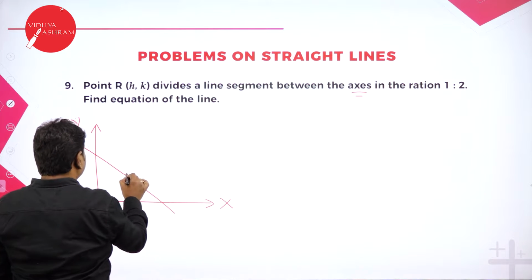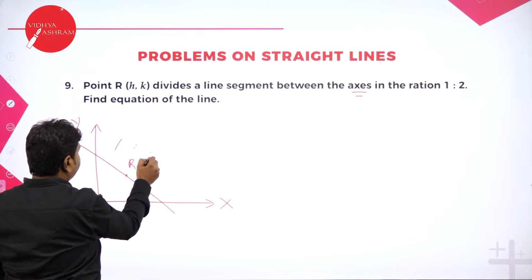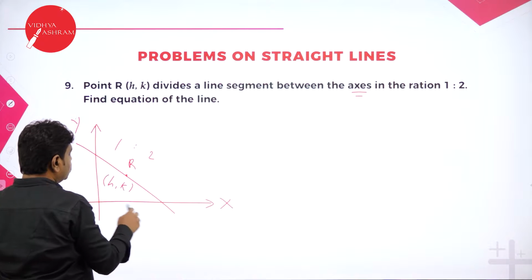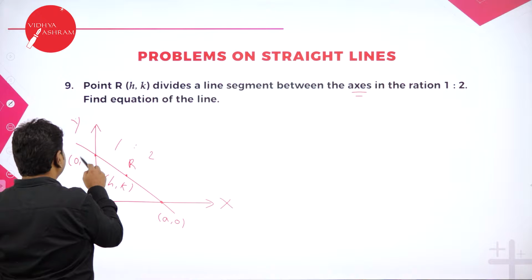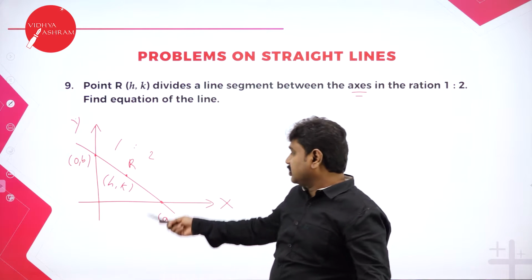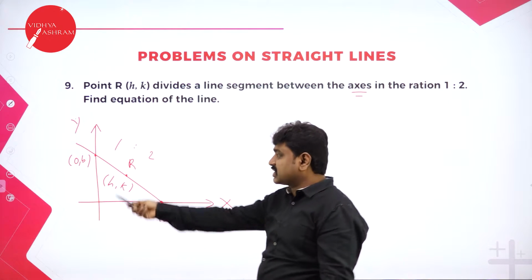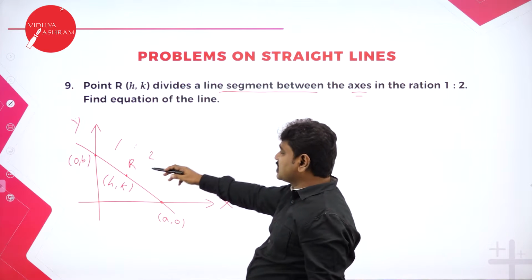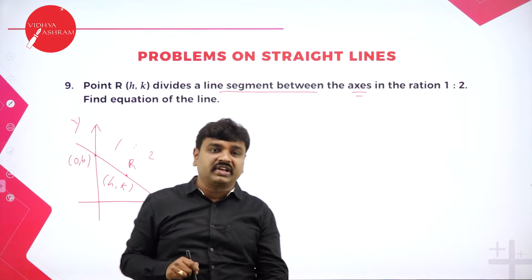The point R divides this line in the ratio 1:2, and the point of division is h comma k, they told. And you know this is the x-intercept a comma 0, and this is 0 comma b. They mentioned that the line cuts the axes. So I have drawn a line which is cutting the x-axis at a comma 0 and the y-axis at 0 comma b. And they told R divides this line between the axes in the ratio 1:2. They gave that, I have taken it, and they want you to find the equation of the line.